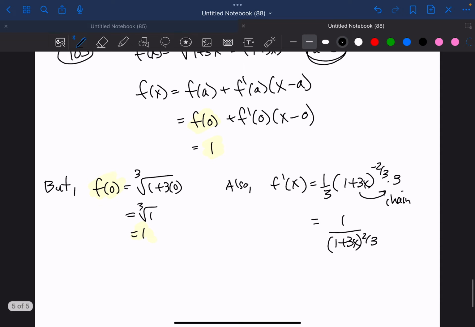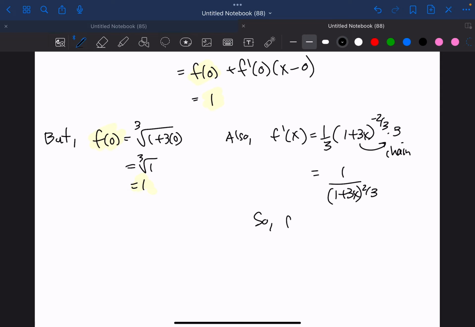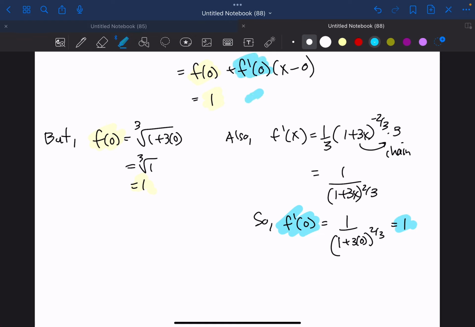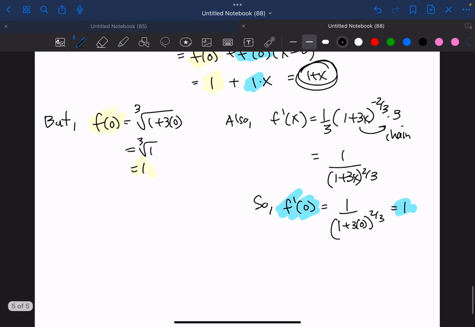So if that's the case, the derivative at 0 is just going to end up being 1, right? 1 over 1 plus 3 times 0, all that stuff to the 2/3 is just 1. So the derivative at 0 is 1. That means I can take this and plug in something. So that's plus 1 times, and this is just going to end up being x. So it's 1 plus x. All right. Linearization is 1 plus x.